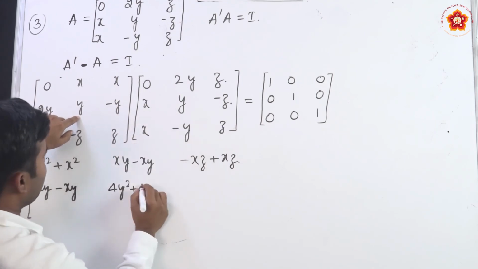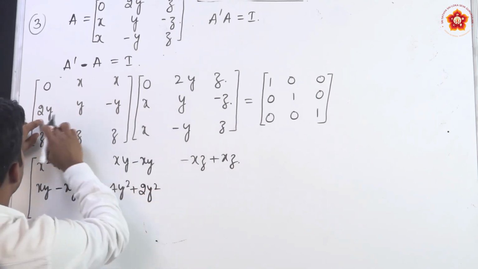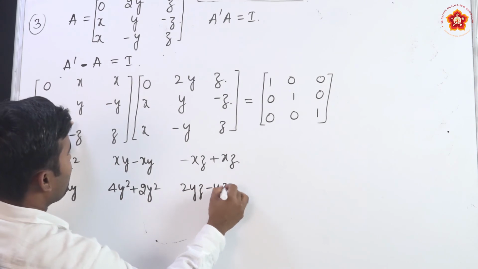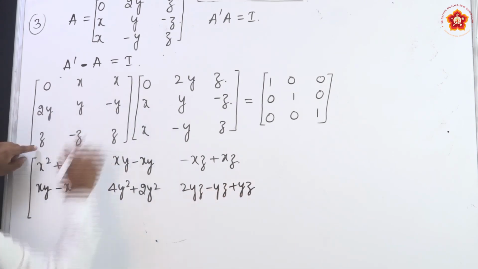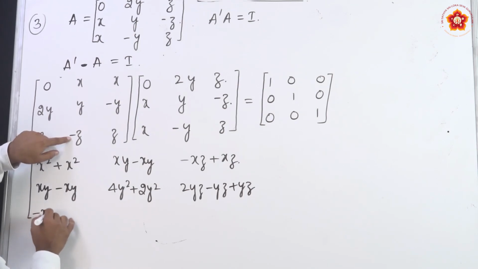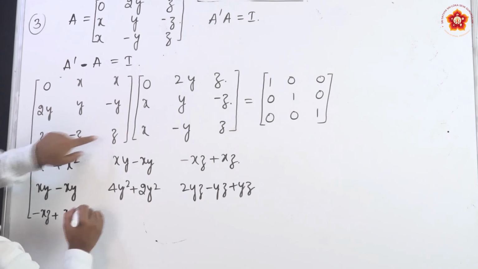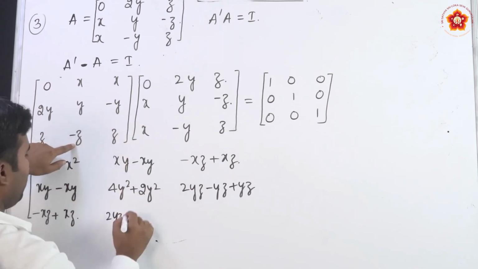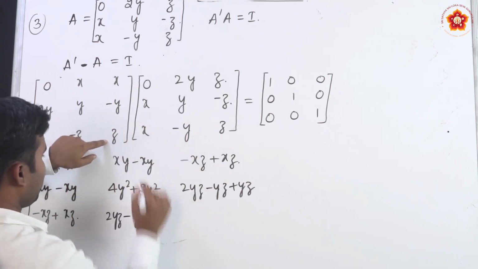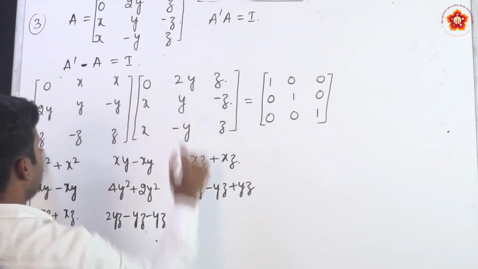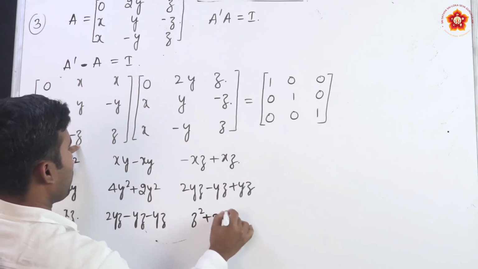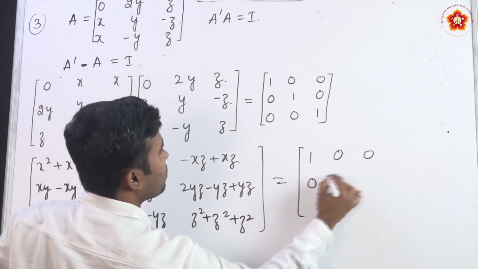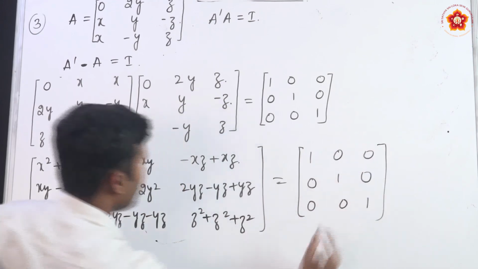So y square plus y square is 2y square, and next is 2yz minus yz plus yz, and here it will become 0, then minus xz plus xz, and this 2yz, and here minus yz, and this minus yz, and here z square plus z square plus z square, equated to 1 0 0 0 1 0 0 0 1. Okay, so now simplify this.